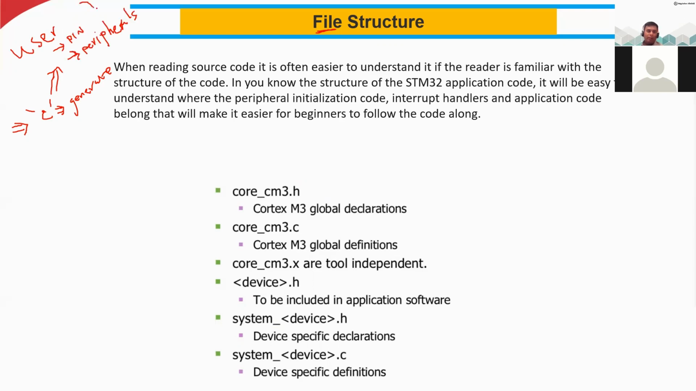You are configuring the pins. For example, I want to use pin number 8 for input, pin number 9 for output, pin number 10 for ADC, and pin number 11 for timer. So I configure the pins as a user according to my need, and then I generate the C code based on my configuration.